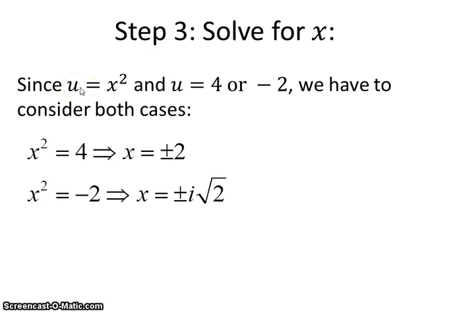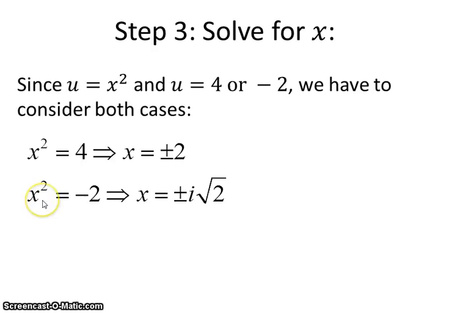Since we said that u is equal to x squared, and we found two solutions for u, we have to set each one of those numbers equal to x squared. So when x squared is equal to 4, we take the square root of both sides. Remember to take the plus or minus of the number, so we get our two solutions. From that branch, we get x equals plus or minus 2, or 2 and negative 2.